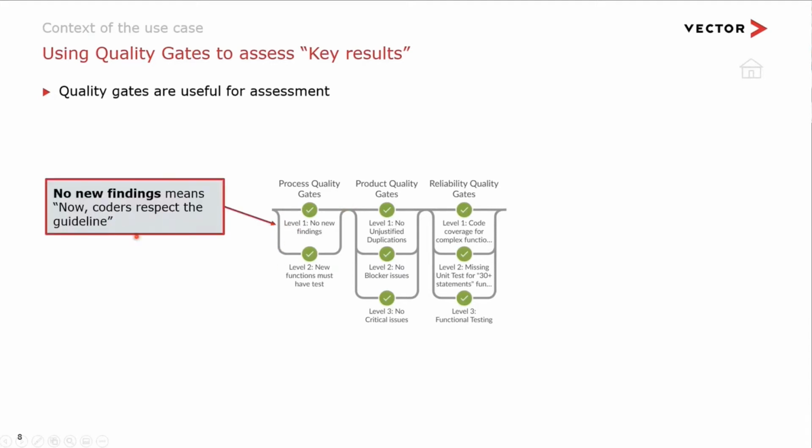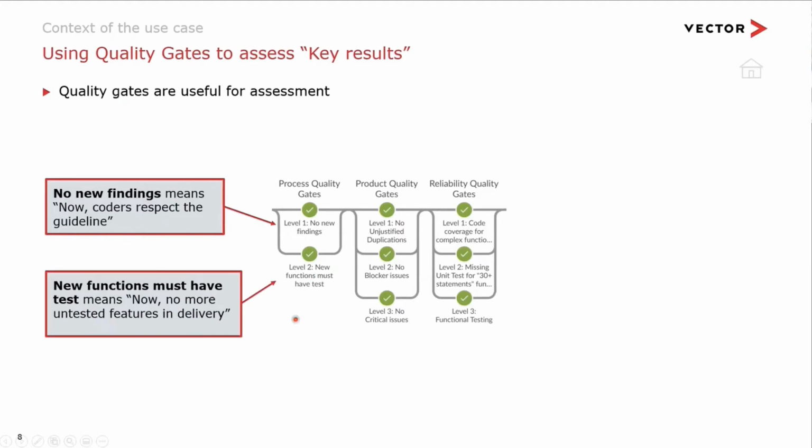The first one is to make sure that the coders are actually respecting the guidelines. So everything which is new, we don't care about the legacy, but everything which is new should be perfect in terms of coding rules. In the same way, every new function should have its own test, even if it's a small function. So we just want to make sure that starting from now, when we pass this pillar of quality gates, the team is ready to address the quality topics.